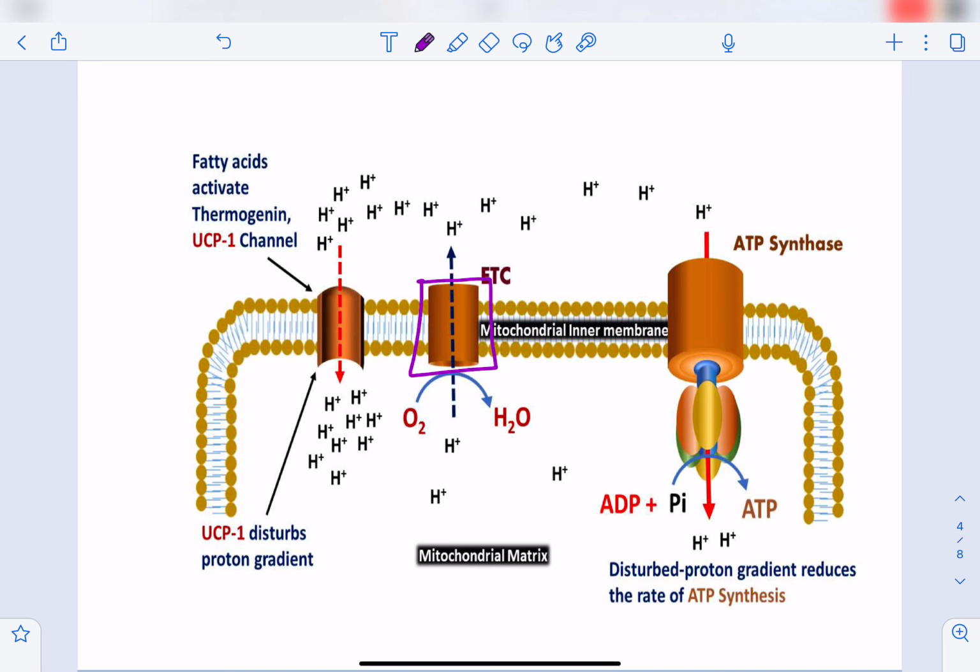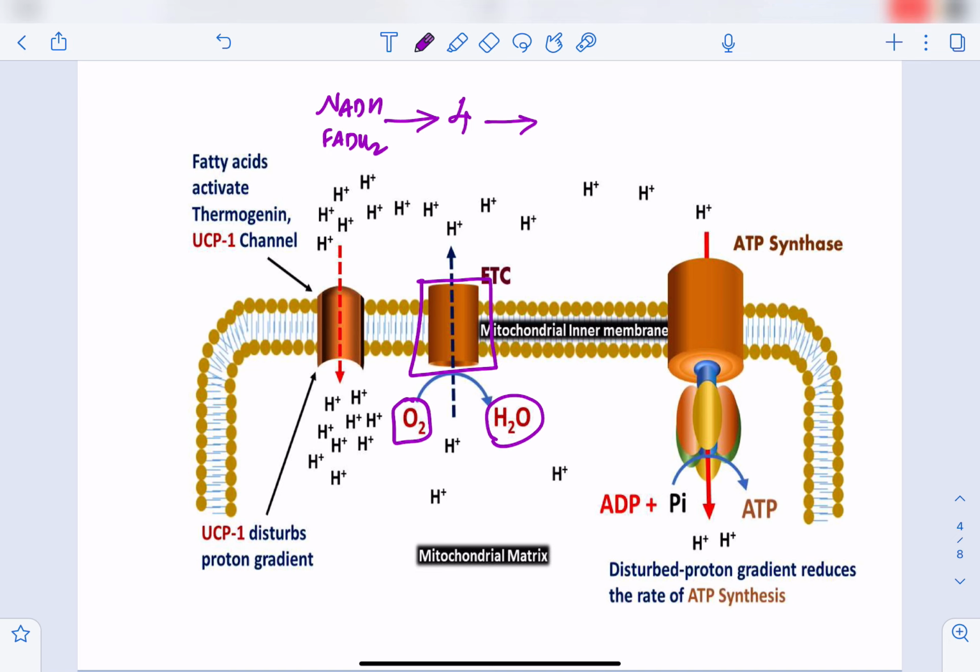There are four complexes. Through these four complexes, the electrons from NADH and FADH2 move from one complex to the other. The final acceptor is oxygen, which converts it into water. As the electrons move from one complex to the other, some amount of energy is liberated.